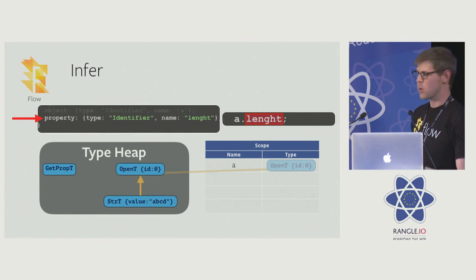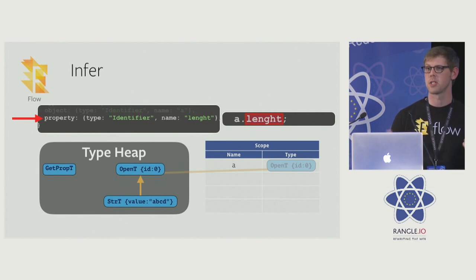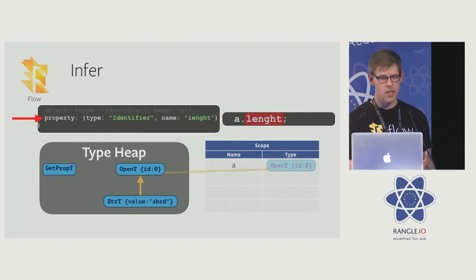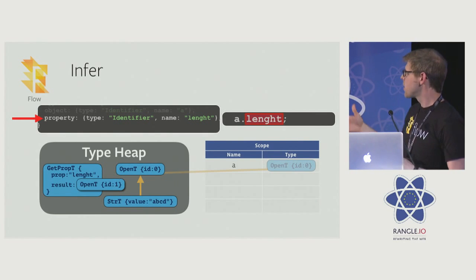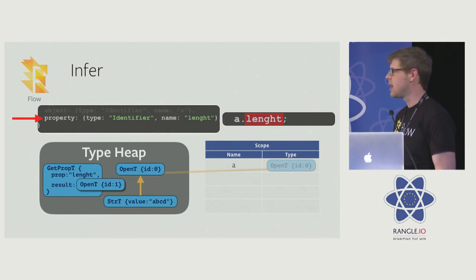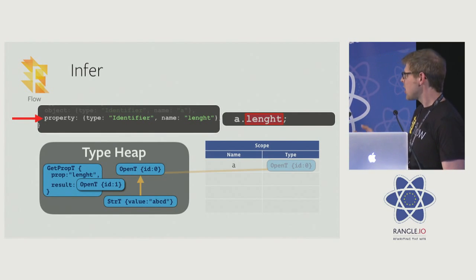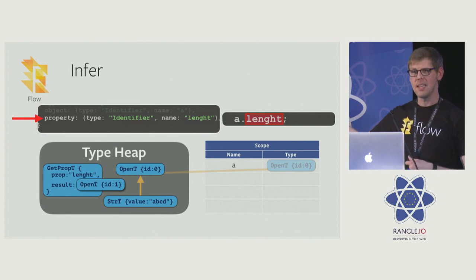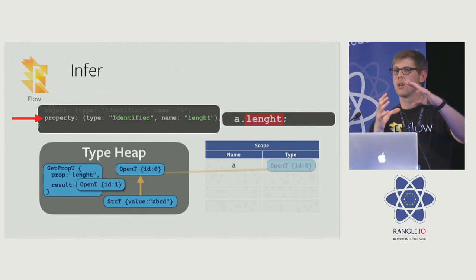But getPropT is what we call a use type. Use types describe actions on other types. And use types also have some data associated with them as well. So the property access action has some information about the name of the property that we're accessing. And it also has a nested OpenT inside of it. So we have a little structure, and inside that structure we have another little structure, which is OpenT1.